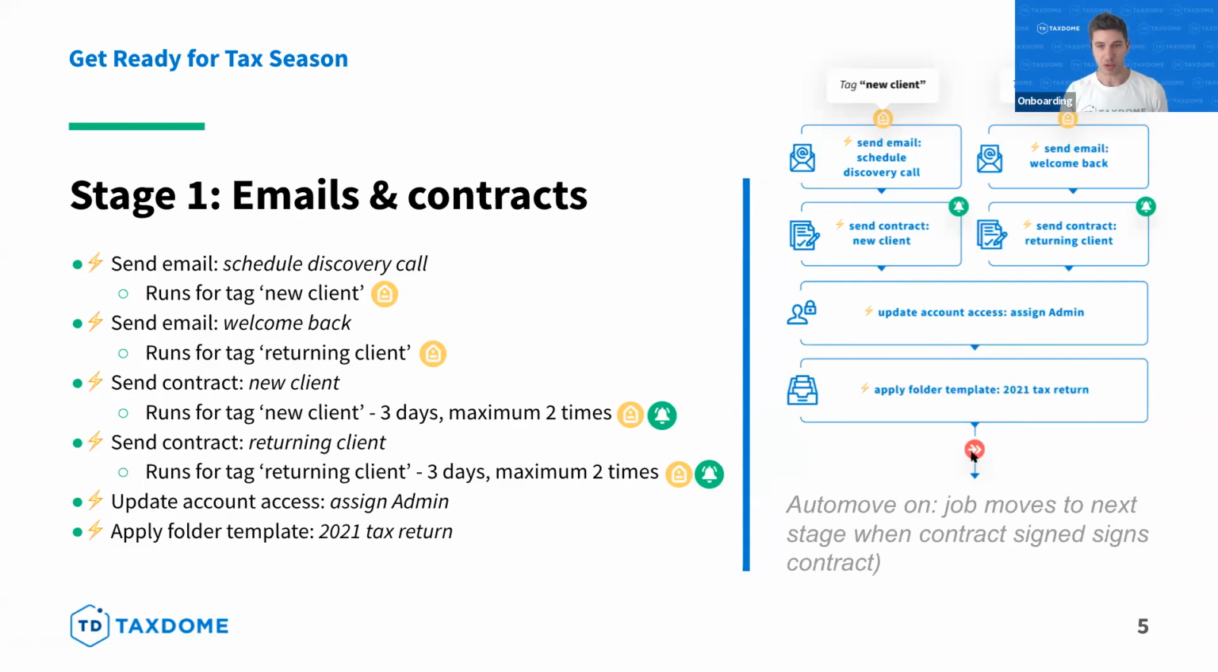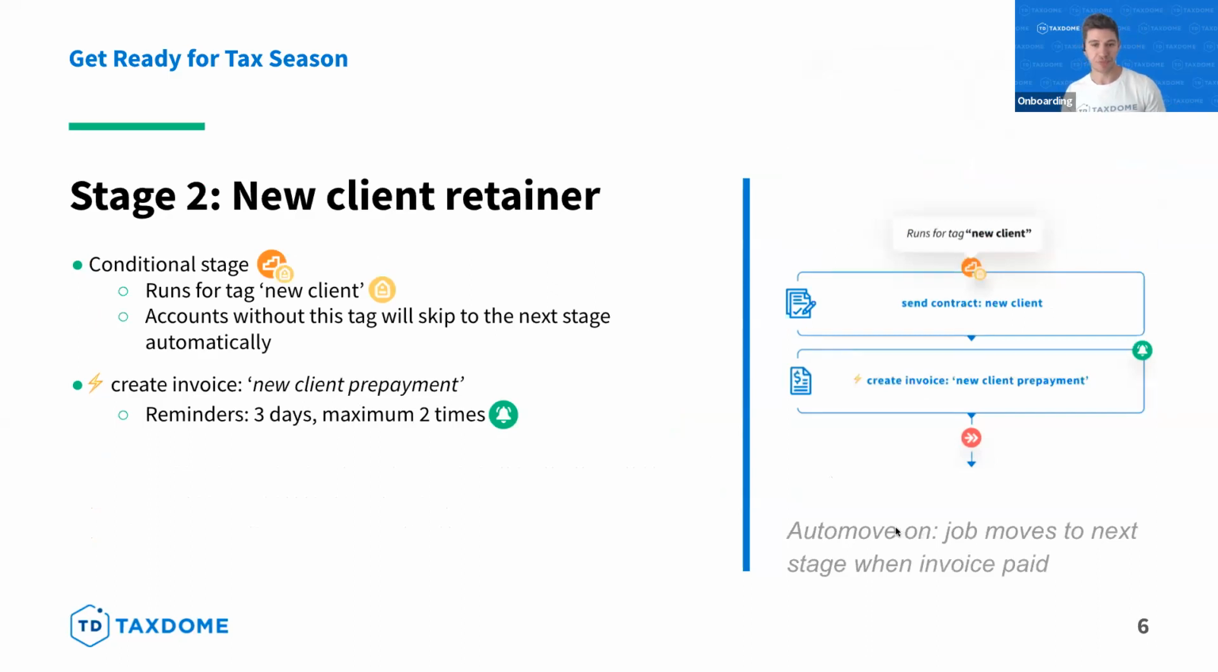And finally, if you notice, we've got the little red arrow. This means that you have auto move toggled on. So as soon as the contract is signed, the job is automatically going to move to the next stage. That's really the beauty of this. You've set this up, you just click start, which we'll cover at the end of how to actually get this started. Your emails go out, your contracts go out, your templates are applied, and you don't actually have to do anything. All that has to happen now is the client signs the contract, and they'll even be reminded if they don't sign it themselves. As soon as they sign, the job is going to move to the next stage.